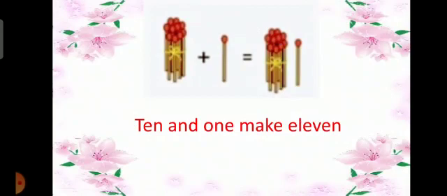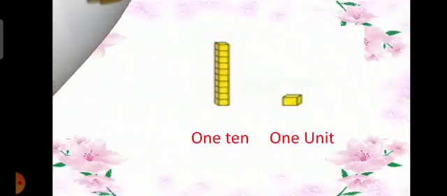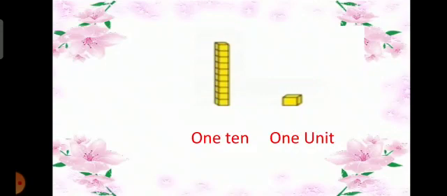My dear friends, here one bunch of matchsticks is given. These matchsticks are tied together and make a bunch. One bunch means 10 sticks and one more matchstick added is equal to 11. 10 and 1 make 11. Here 10 blocks made a group. This is called 1 ten and one single block means 1 unit.